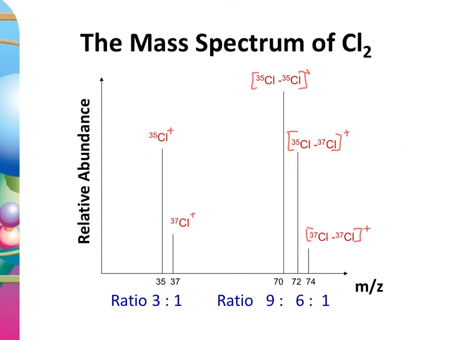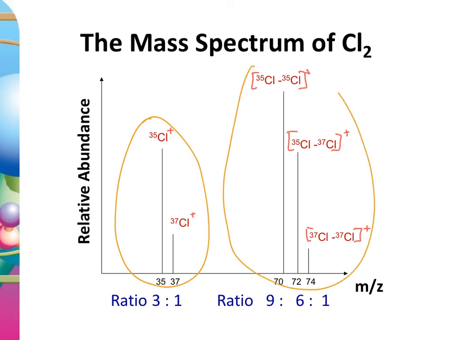Okay, so how about with chlorine? As I did with bromine, I want to split it into 2 sets of peaks. So we have this set of peaks on the left, we have this set of peaks on the right. And I just want to compare the peaks within those sets. Now we know already that chlorine 35 is 75% of all chlorine and chlorine 37 is 25%. So we can see that 3-to-1 ratio.